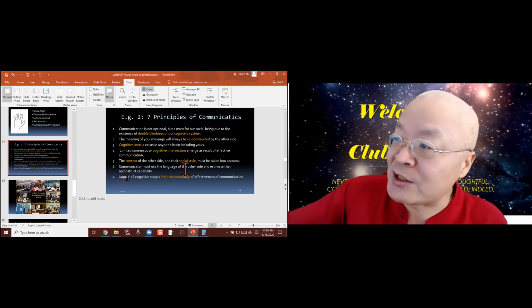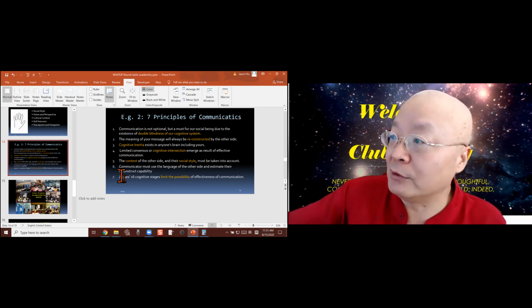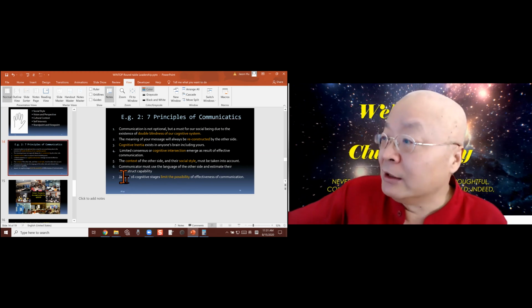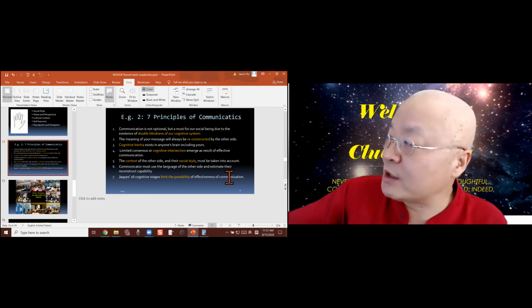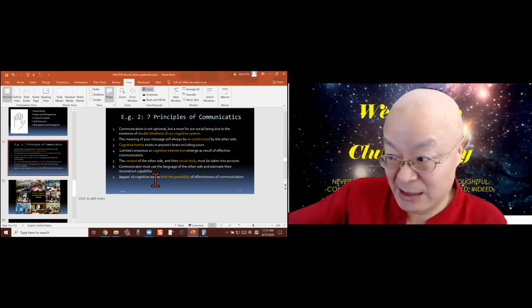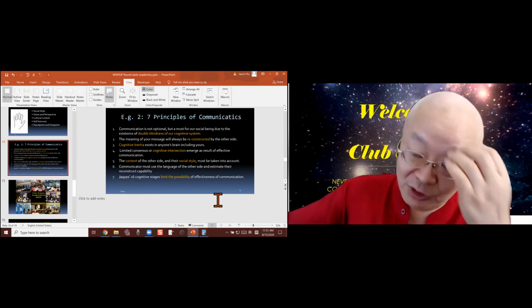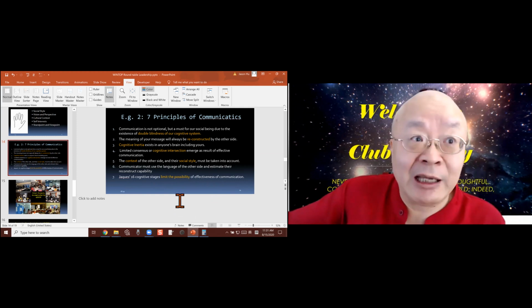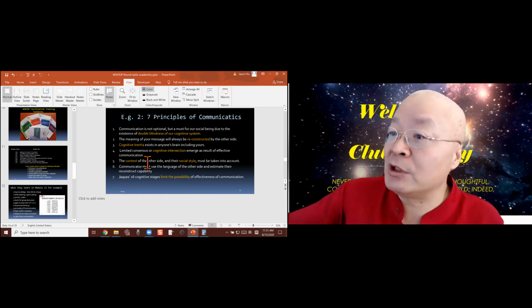And number 6 is what Mike Lizak was trying to say during the email debate: the communicator must use the language of the other side and estimate their reconstruction capability. And the last one is Elliott GX's 16 cognitive stages, introduced to highlight a limit of the possibility of effectiveness of communication. I won't go into detail there, but there is a limit, just like Ashby's law, that you cannot go past. Okay, so that is the so-called 7 principles.